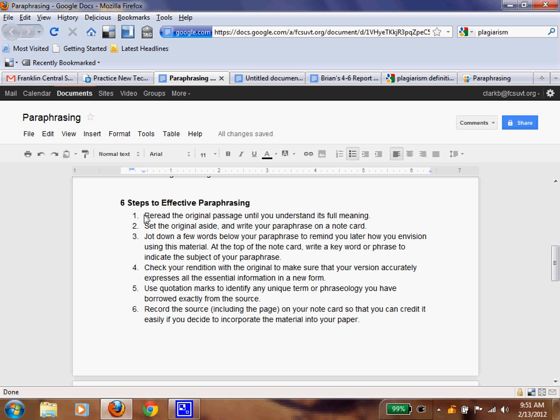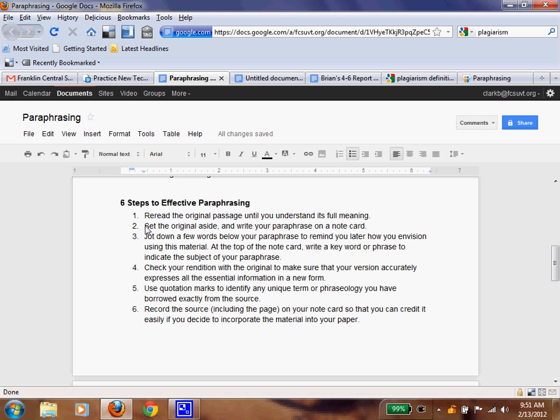So what you're going to do is read the original passage until you understand really what it's trying to say. So you read it a couple times, and you're only reading a paragraph, so it shouldn't take too long, and it would be okay for you to do it a few times. Then you're going to set that aside. You're going to get rid of that. In fact, I want you to highlight it and Control X, so you're going to cut it.